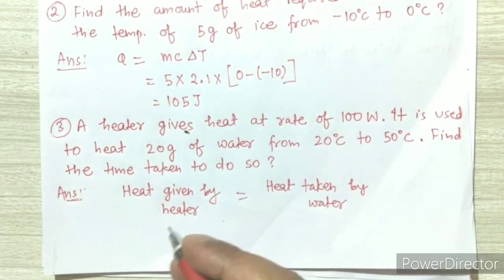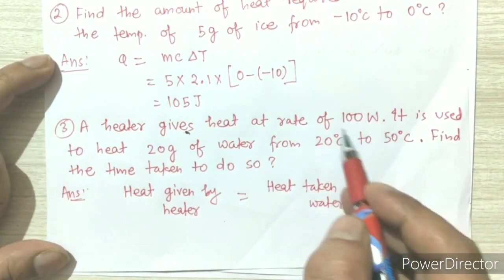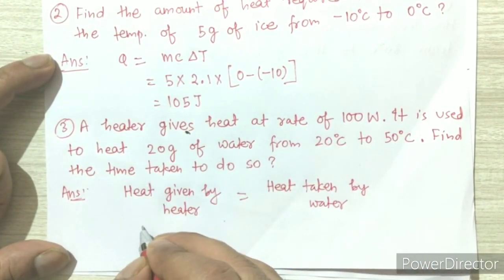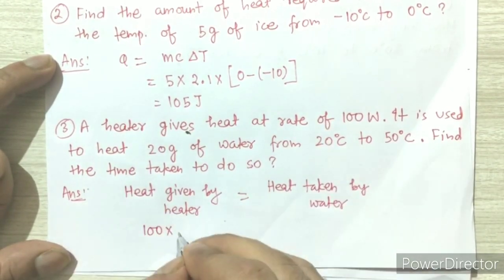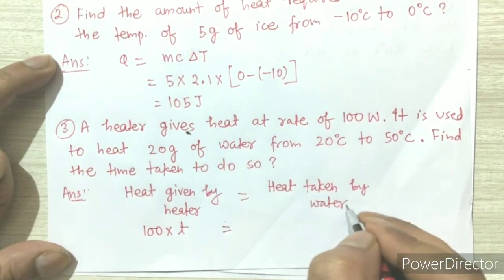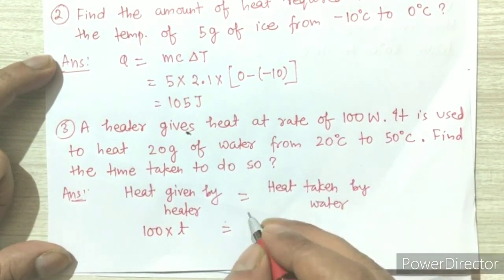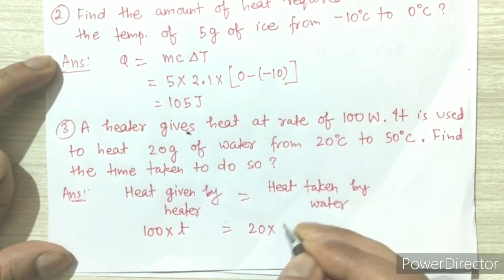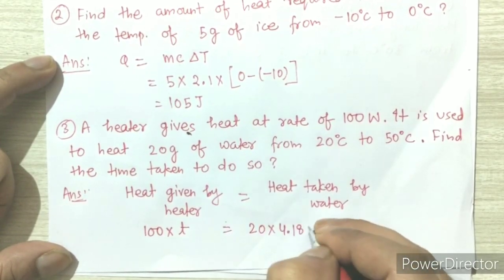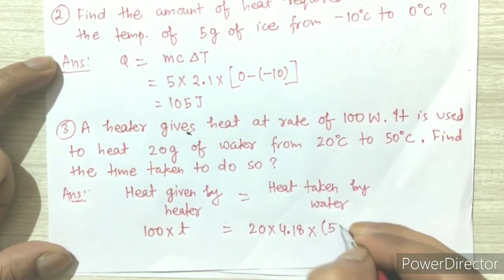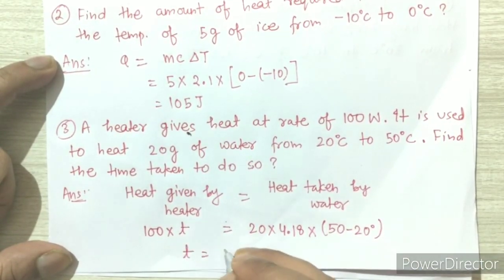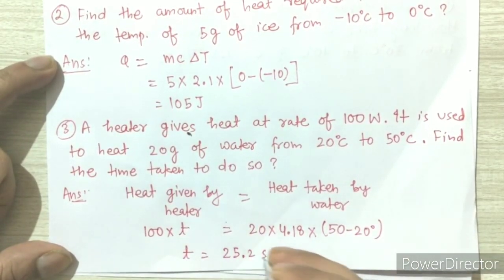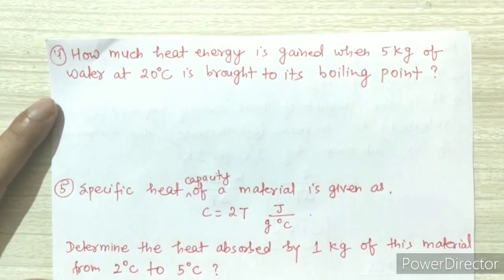Now what is the heat given by the heater? That is power into time, and power is given 100. So 100 into t is equal to heat taken by the water, which is mc into delta T. Mass is 20, and specific heat of water is 4.18. Delta T is 50 minus 20 degrees. If we simplify this, time will come out 25.2 seconds. So this is the answer for question number 3.